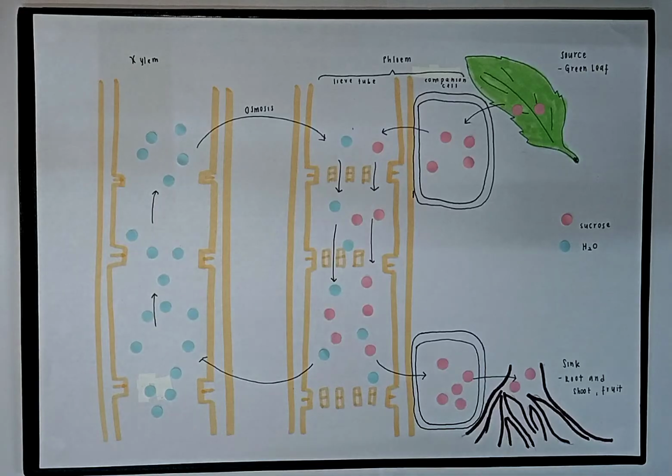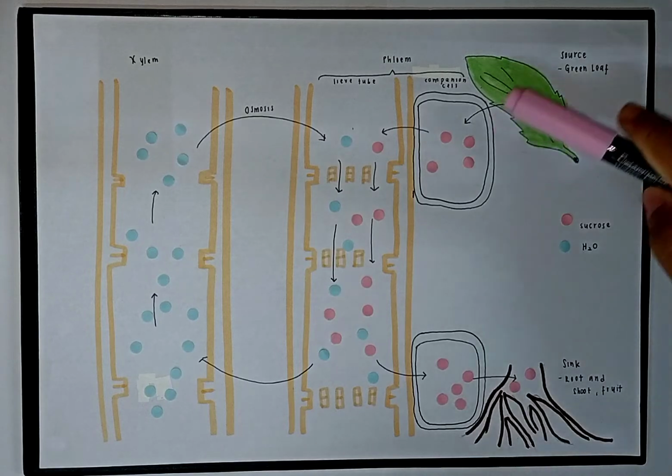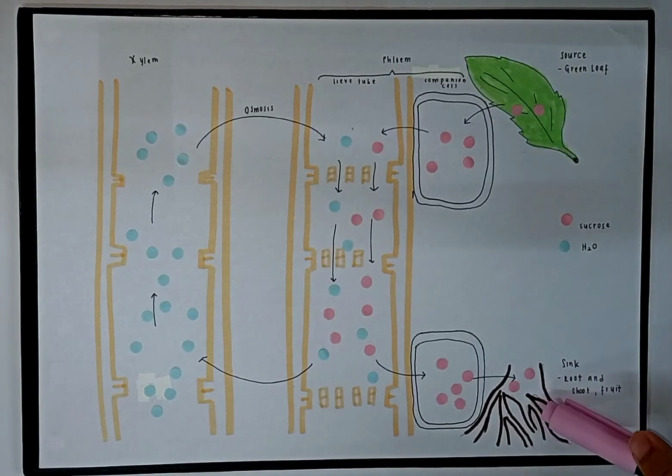Hi everyone! Today I am going to explain translocation of sucrose in the sieve tube of phloem based on the pressure flow hypothesis. Firstly, translocation is the process in which the soluble organic products of photosynthesis are transported via the sieve tube of phloem from the source cell to the sink cell.